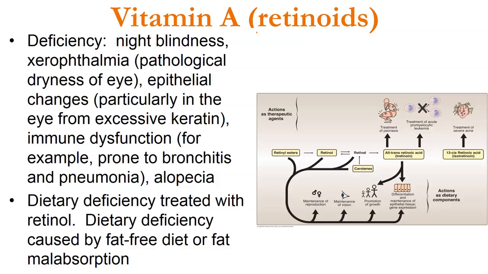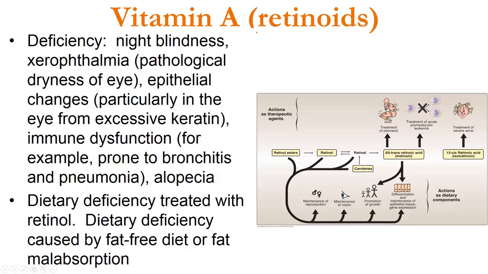Now, the rest of these symptoms are due to its effect on gene expression, and the genes that vitamin A actually affects are involved in growth, development, and differentiation of various tissues, in particular epithelial tissues. So this pathological dryness of the eye is an effect on epithelial tissue. Other epithelial changes. So you're getting eye symptoms here that are both related to the actual perception of light, which is one function, and then the function on gene expression.